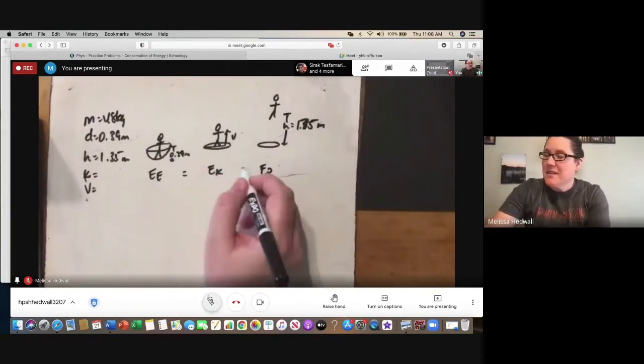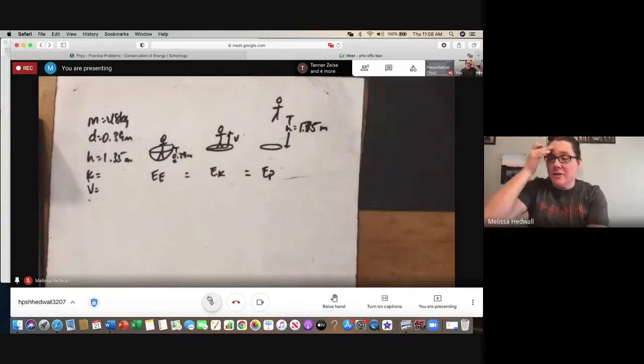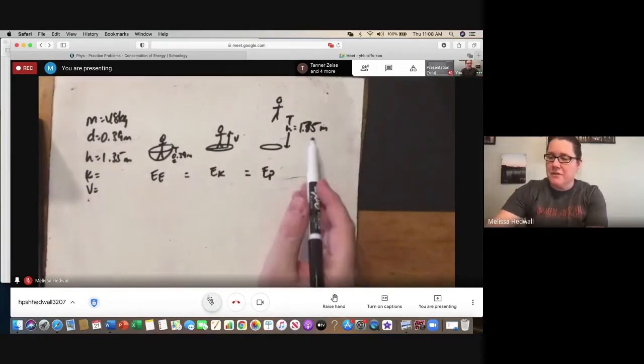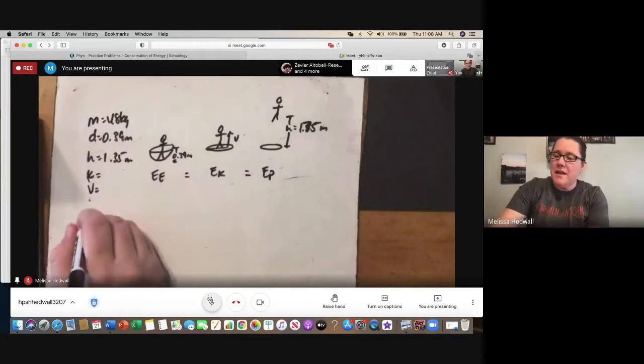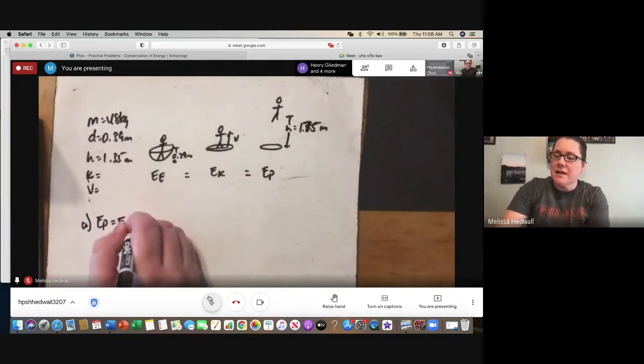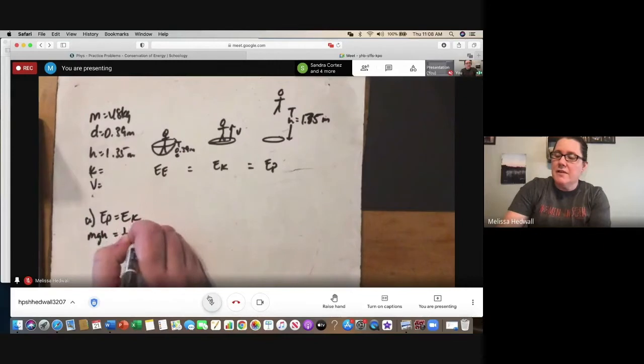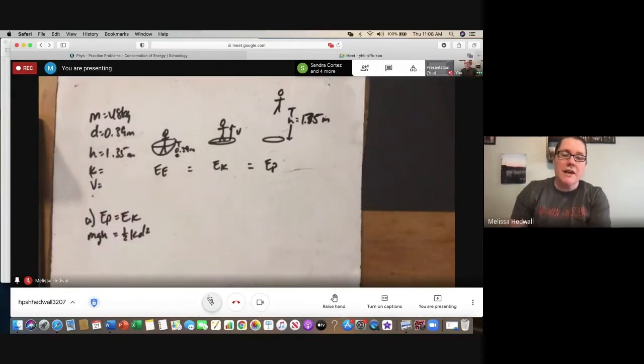All right. So we know that these are all equal to each other. We have our elastic energy. We don't know it, but we're going to find that. We're going to use that first. So the first thing for part A, we know our potential energy, and we're going to set it equal to our kinetic energy. Potential energy is mass times gravity times height, and kinetic energy is 1/2 kd squared, and we're solving for K.